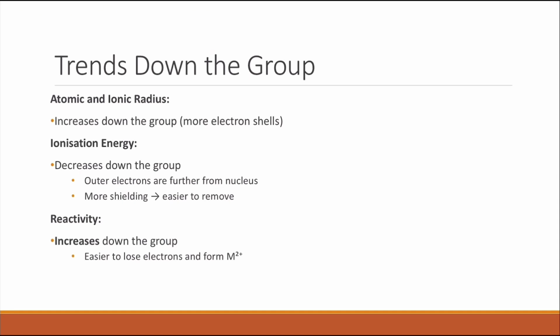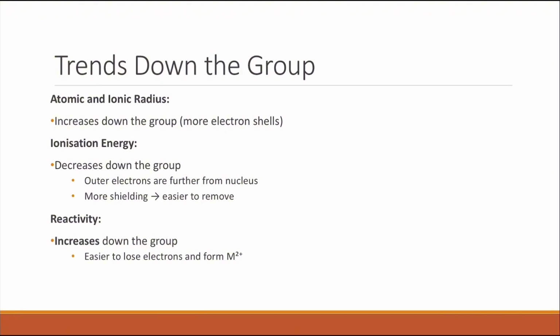The first one, the outer shell electrons are further away from the nucleus due to the increase in the radius and increase in the shells. Also, because there are more inner shells, there will be more shielding, so the outer shell electrons are easier to remove. Finally, reactivity. Reactivity is related to the ionization energy, or to how easy we can remove the electrons. And since the ionization energy decreases down the group, reactivity as well increases down the group because the electrons will become easier to remove.